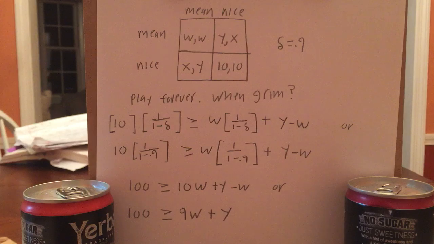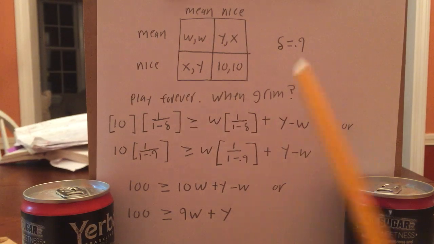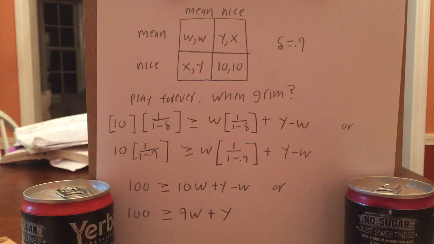All right. Now you'll see W and Y are here, but the W has a 9 before it and the Y does not. Why is the W 9 times as important compared to Y? What's going on to make W so much more important than Y for determining if a Grim equilibrium exists? Please think about it.